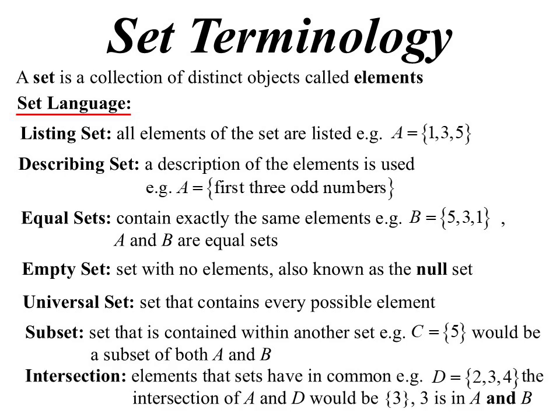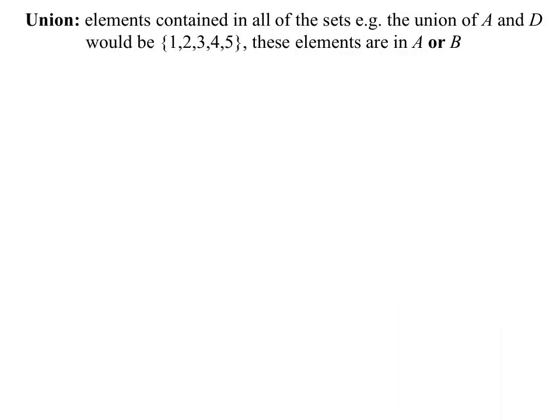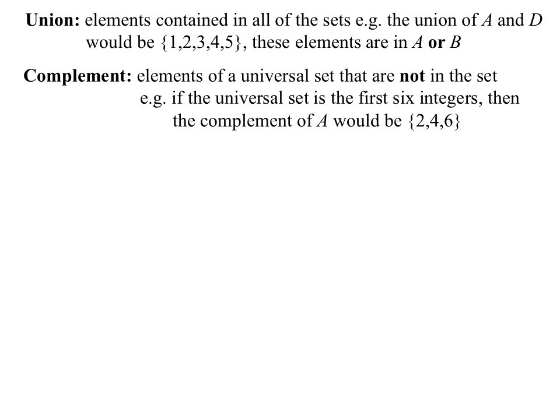Intersection, that's how the sets overlap, so the things they have in common. The intersection of A and D would just be 3. 3 is in both of those sets. Union is when you combine the sets together. So the collection of all of the objects. 1, 2, 3, 4, 5 now would be the union of those 2 sets. Complement, again, just like in probability we have complementary events, are all the elements that are not in the set but are in the universal set. So the complement of A would be 2, 4, 6.